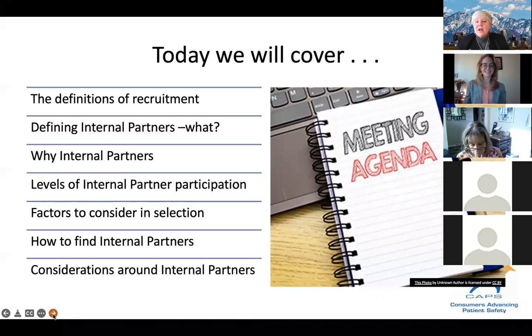Today, we're going to talk about the definitions of recruitment, defining what an internal partner is, why we have internal partners, levels of internal partner participation, factors to consider in selecting them, how to find them in the first place, and some extra special considerations around internal partners.